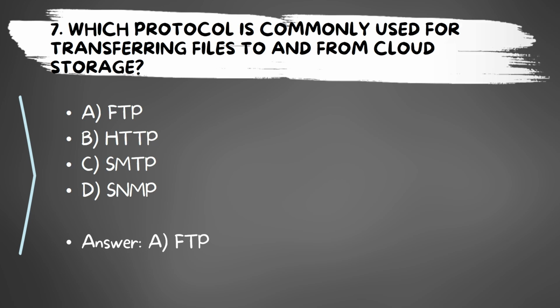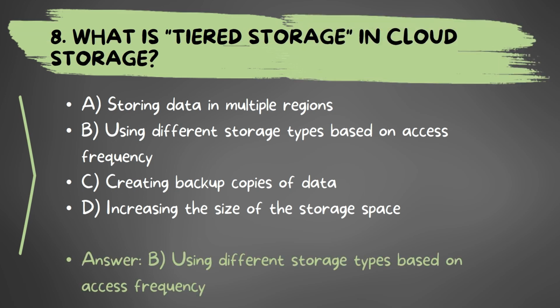Now let's move to our next question, which is: what is tiered storage in cloud storage? So our options are: A, storing data in multiple regions. Option B is using different storage types based on access frequency. Option C is creating backup copies of data. Option D is increasing the size of storage space. So out of these four options, our correct option is option B, using different storage types based on access frequency.